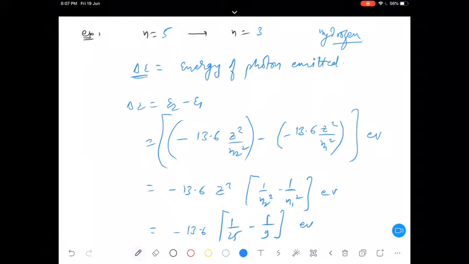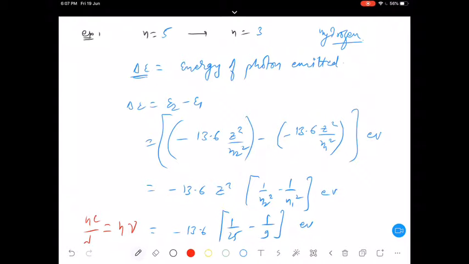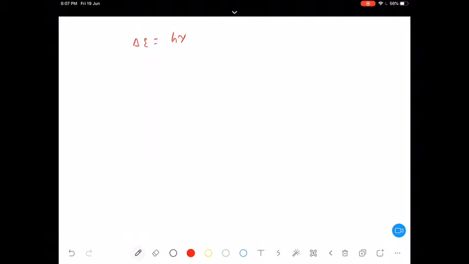We can calculate energy difference in this manner. That must be equal to E is equal to h nu or hc by lambda. I'll just write it as delta E. So I could write delta E will be equal to h nu, or this delta E we can calculate.